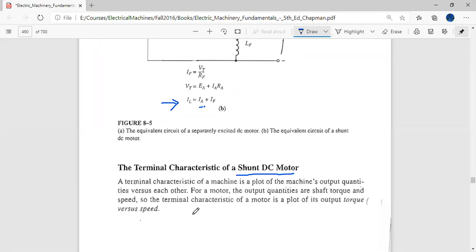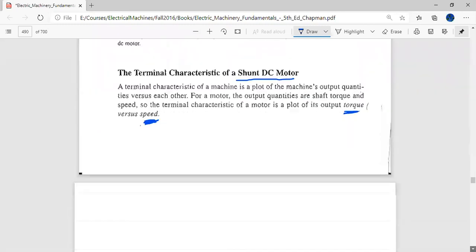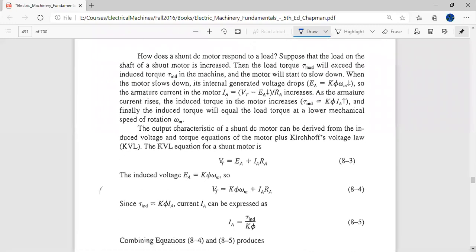How can we derive the terminal characteristic of a motor, in which we want to plot the two output quantities versus each other? One is the output torque, one is the speed. So how does the torque of the motor change with the changing speed of the motor? In order to derive this equation, we basically look at the equations. Okay, we already know this equation.